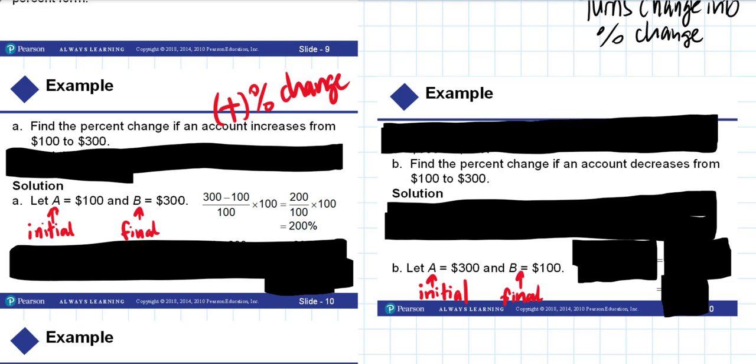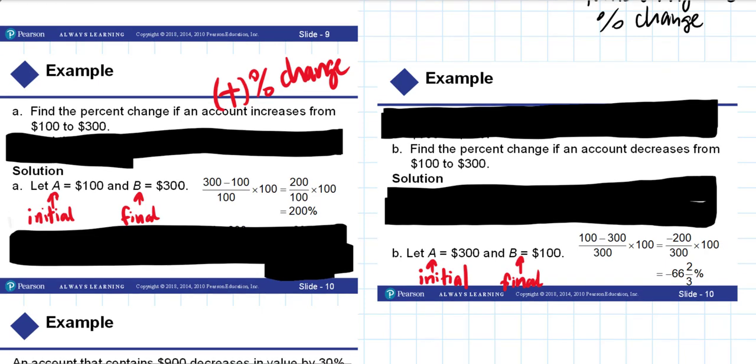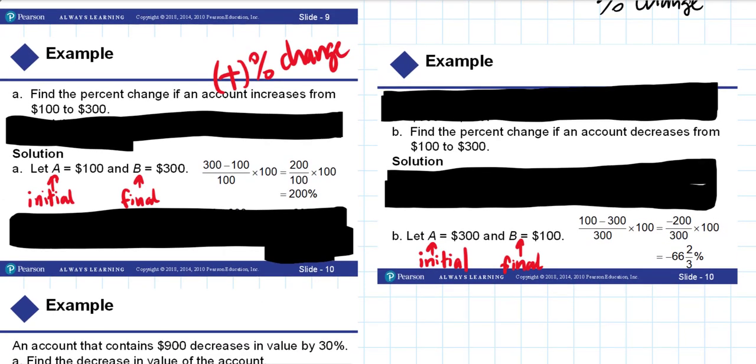That's our final value. So we want to plug these values into the percent change formula. 100 minus 300 divided by 300. That matches final minus initial divided by initial. Do your calculations. That's negative 200 divided by 300 times 100 to make it a percent. And when you do that final calculation, you get a negative 66 2/3% drop or decrease. Okay?